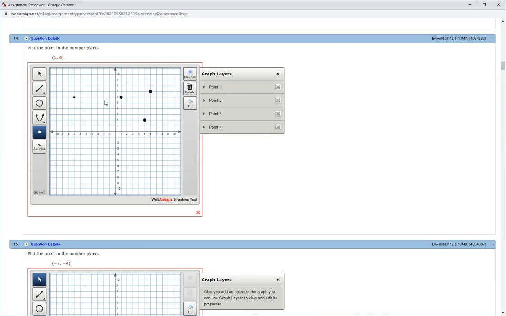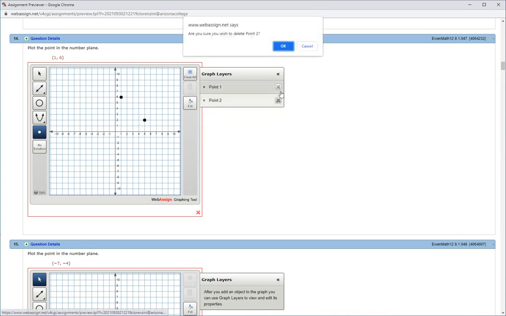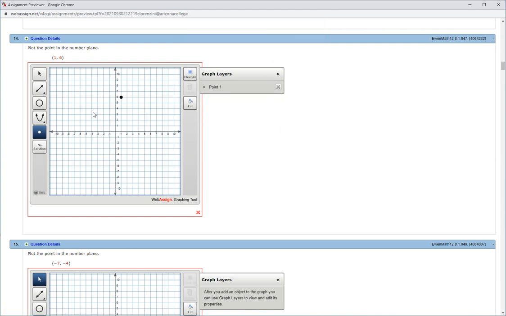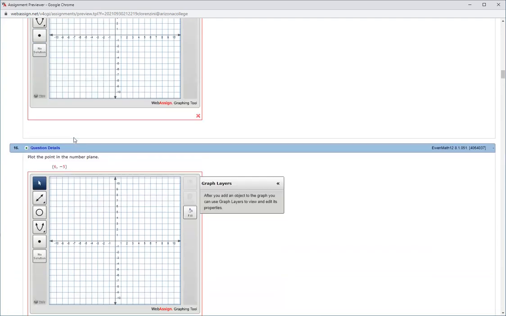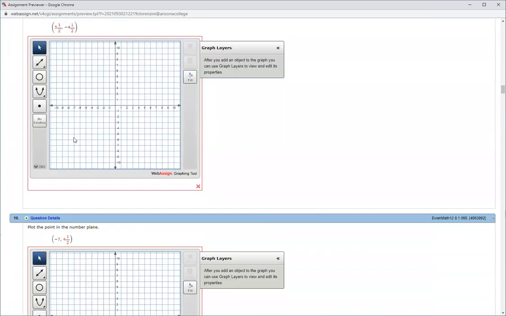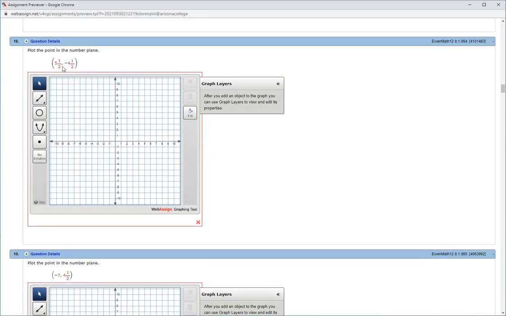It's all good. If I've plotted too many points, I can actually take them away by deleting them using this feature right here. So we want to make sure we understand what the question's asking. In this case, we just want to plot a point, and that's how we plot points using this graphical feature. There's several of them.